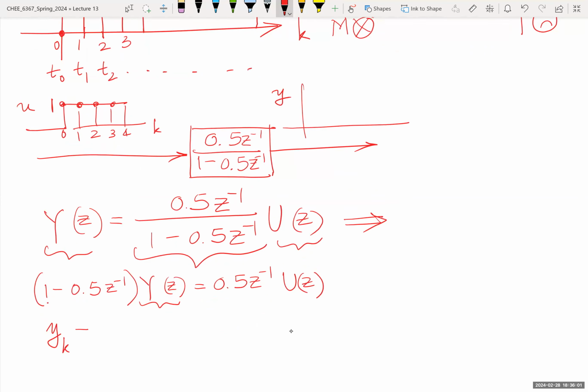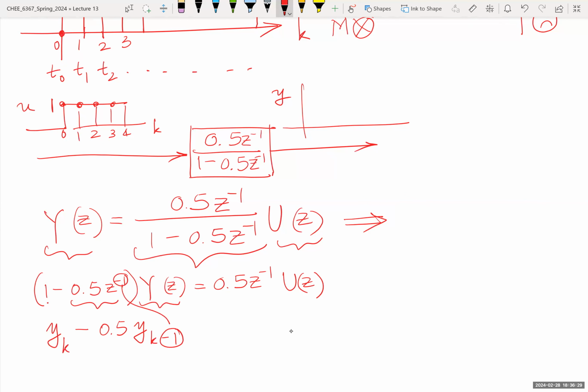And now I have 0.5z to a something, y of z. The inverse of that would be, well, it's linear. The 0.5 will come out. And z to a something times y of z, when inverted, would give me yk plus something, so -1, right? There's a -1 here. I'll have a -1 here.